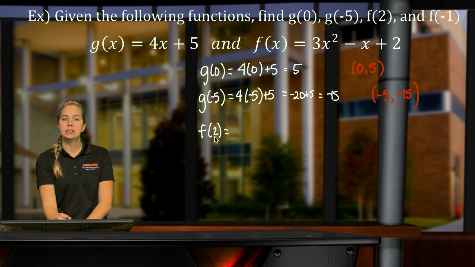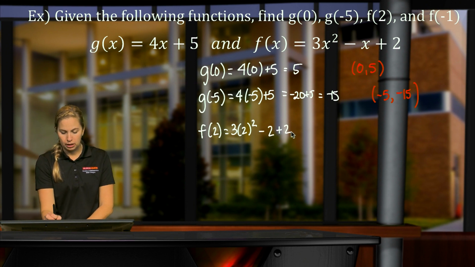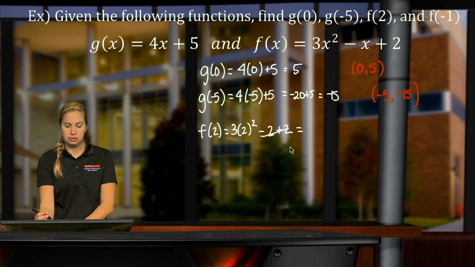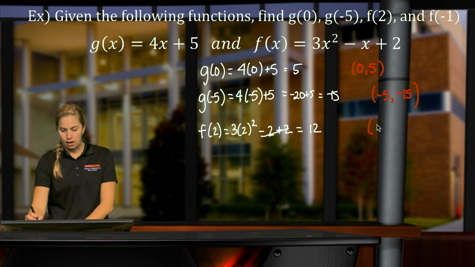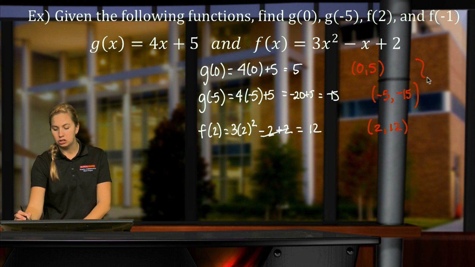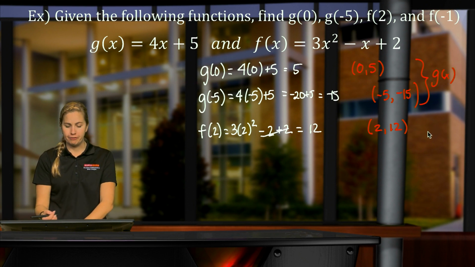F of 2, now we're changing functions. Our input is 2, and now we're plugging that into our function of f of x. 3 times 2 squared minus 2 plus 2. Well, when I simplify this, I see that those two are going to sum to 0, and I just got 3 times 2 squared. 2 squared is 4 times 3 is 12. Our input for this was 2, and the output was 12. This is a point on f of x. Again, these two were points on g of x, and now we're going to find some points on the graph of f of x.